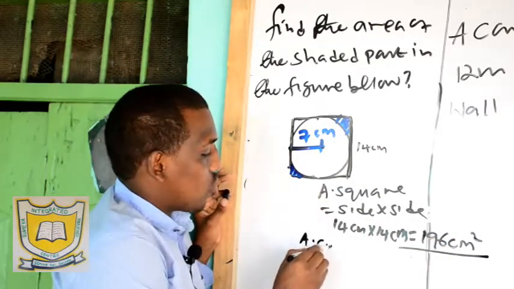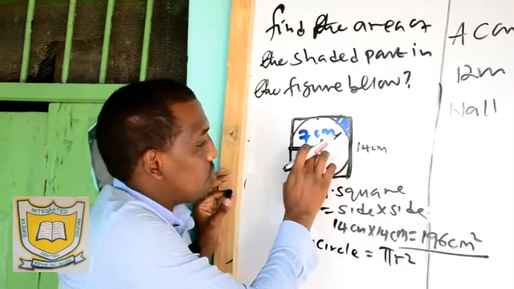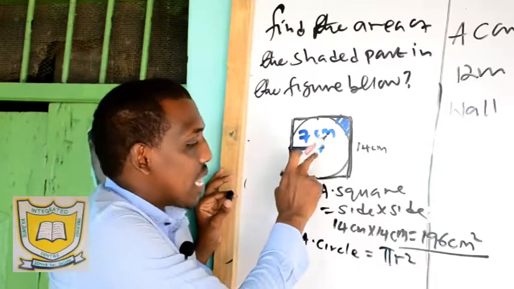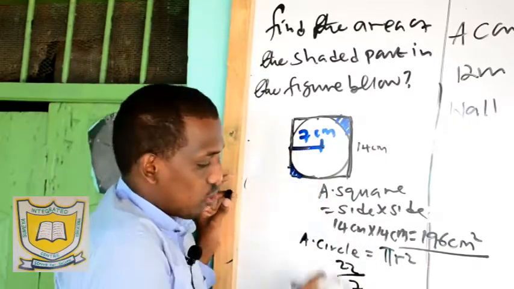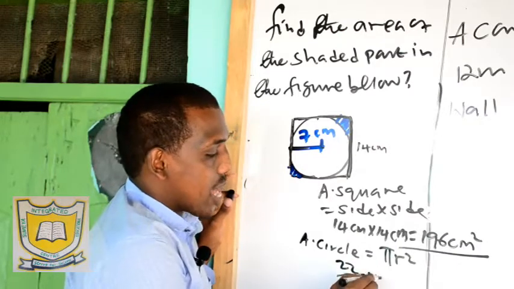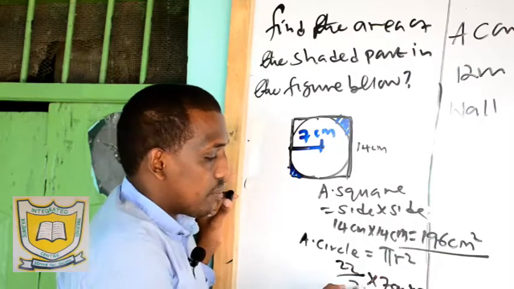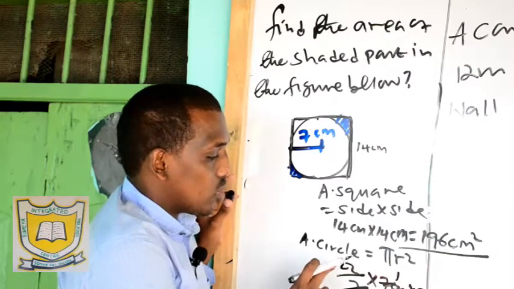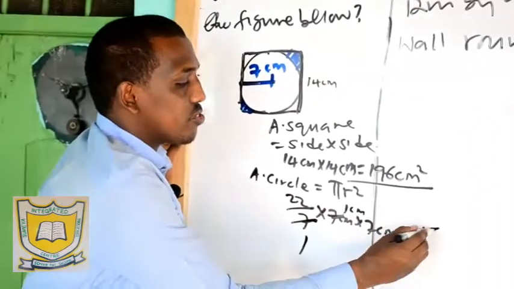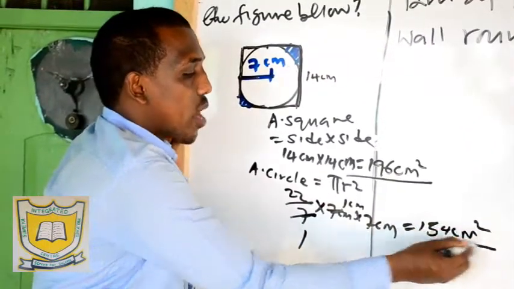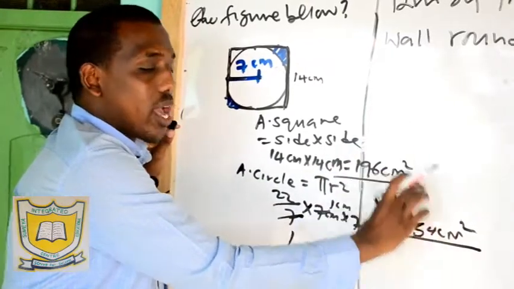Area of the circle is equal to, I said earlier, pi r squared, the inside one. So remember this radius now. So pi, which is 22 over 7, because the radius is divisible by 7, multiplied by r, which is 7 centimeter, multiplied by r, 7 centimeter, 7 by 1, 7 by 1. 22 times 1 centimeter is 22 times 7. You get 154 centimeter squared. So we have the area of the square and the area of the circle.